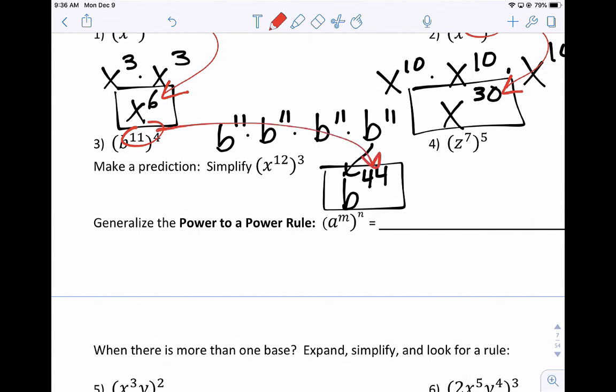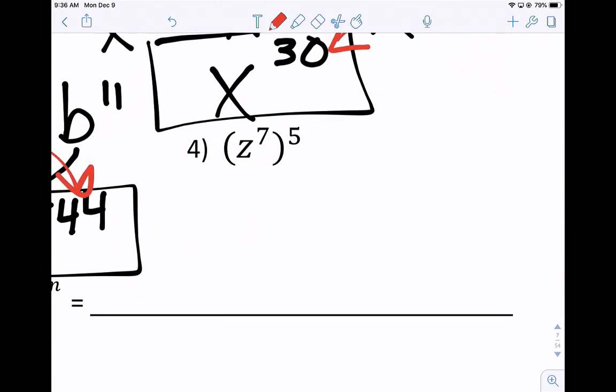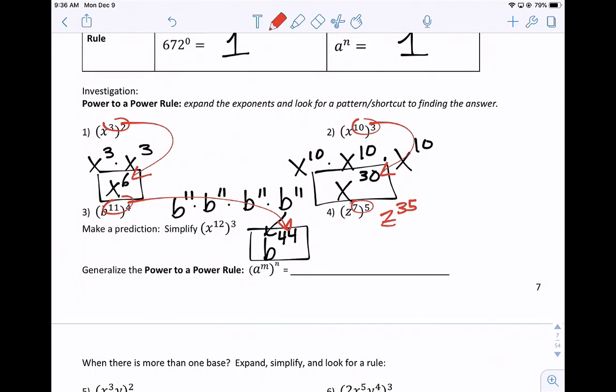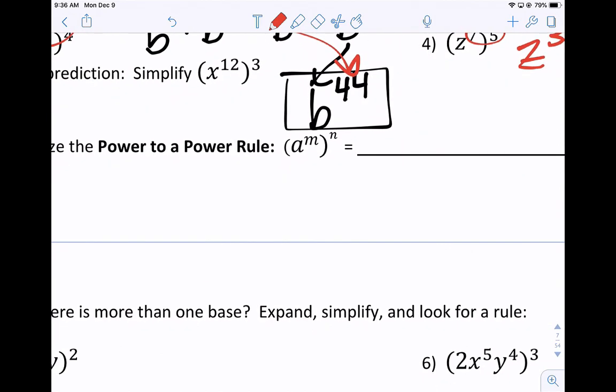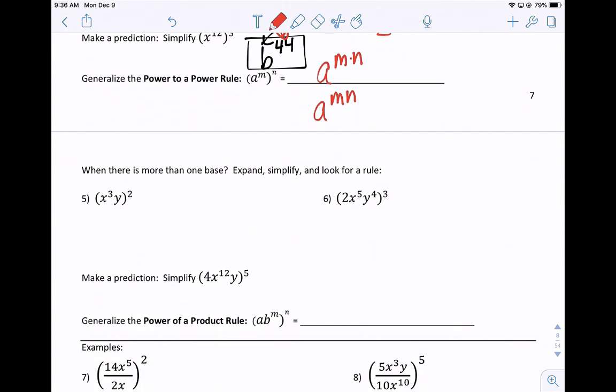Well, you multiply them. So here, z to the 7th power to the 5th power would be z to the 35th power. If you were to write z to the 7th out 5 times and add those together, it'd be the same as multiplying the 7 times the 5. And so this is the power to a power rule. If it's a to the m power to the n power, you multiply: a to the m times n. Or we can write it a to the mn, because when we have two things next to each other, it means multiply.